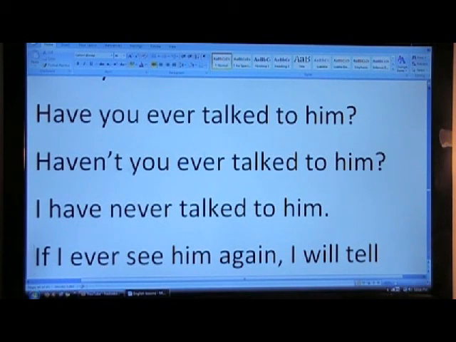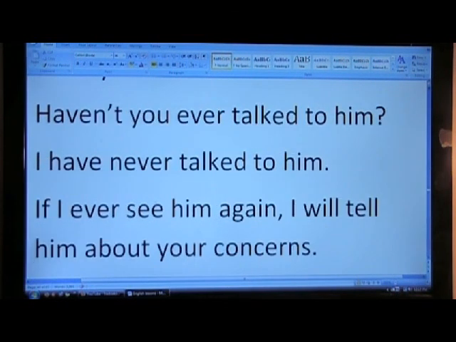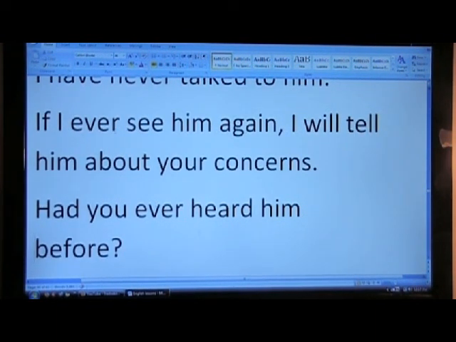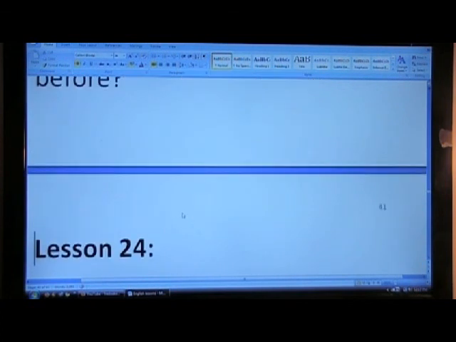So this is negative, interrogative. Haven't you ever talked to him? Then you say, I have never talked to him. Means I have not talked to him at all, at any point. Here you say, if I ever see him again, conditional, I will tell him about your concerns. Past perfect: had you ever talked to him before?